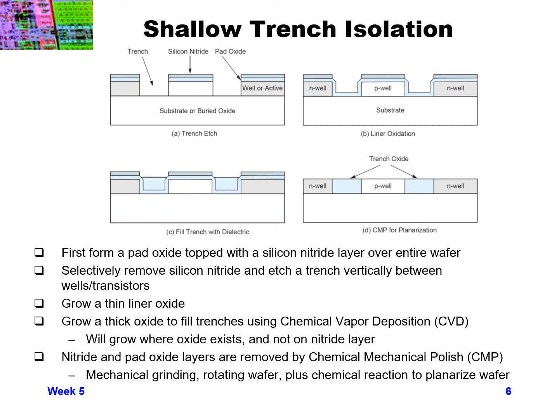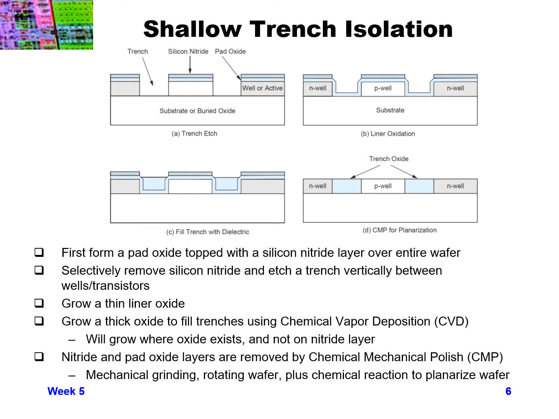And then we go on to the final step where effectively we remove the nitride and the pad oxide layers using a chemical mechanical polish, also called CMP. This is a really important step not just for shallow trench isolation, but for many other layers that we'll be doing in the processing steps later.